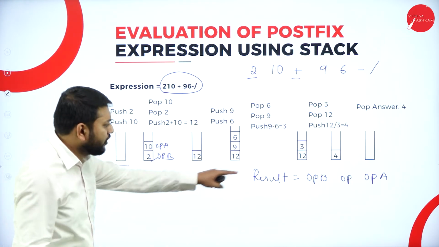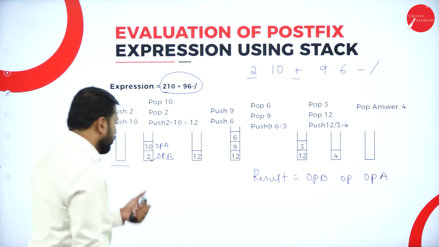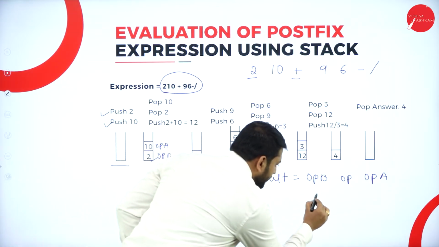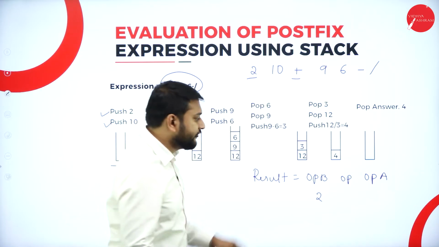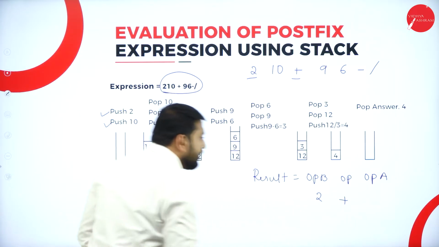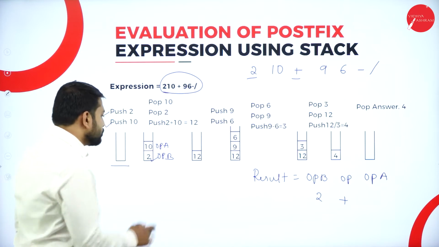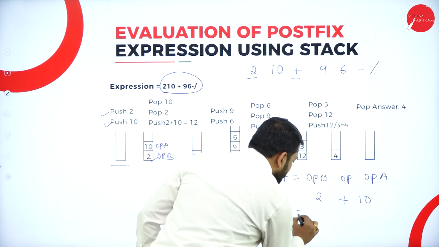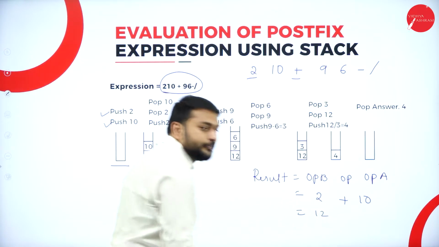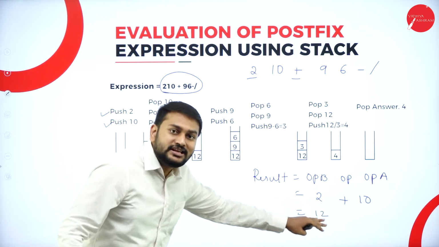Very simple. What do I have first? Operand B. What do I have in operand B? I have 2. Right? Next one is what? Operator. What is the operator you have? You have plus. Okay. Next one is operand A. What is the value for operand A? 10. So guys, very simple. We are done. So it's 12. You got the result as 12.